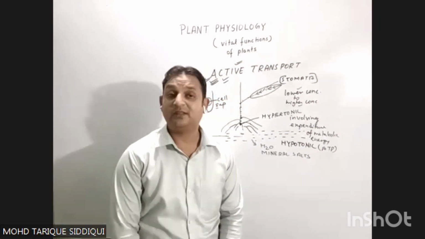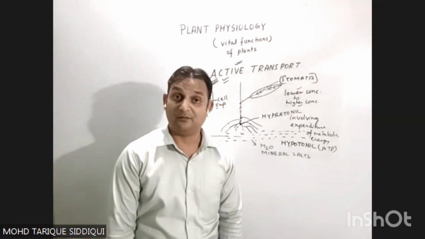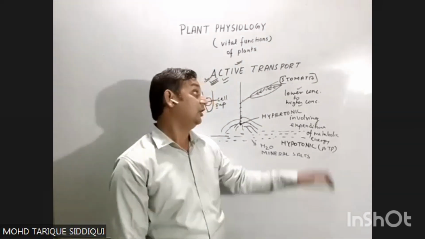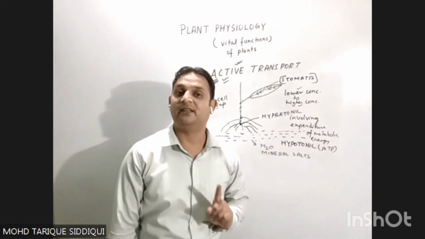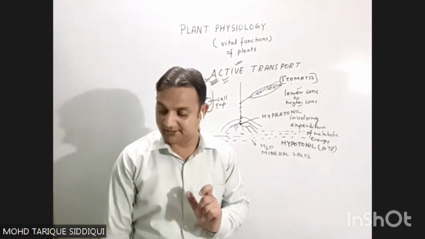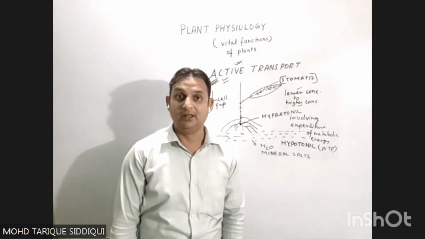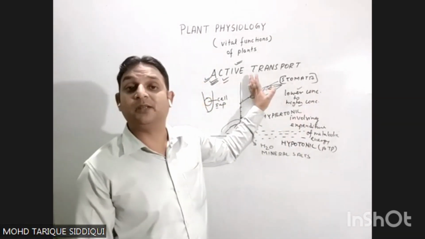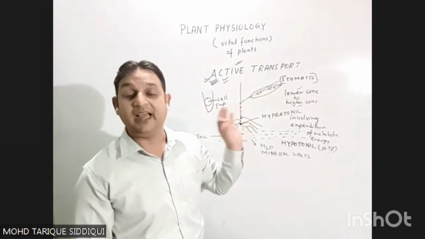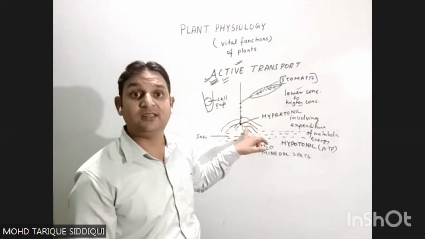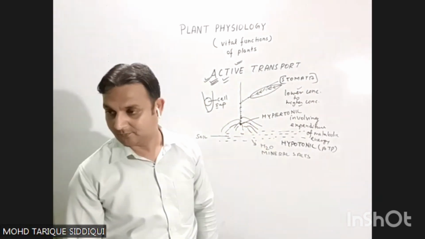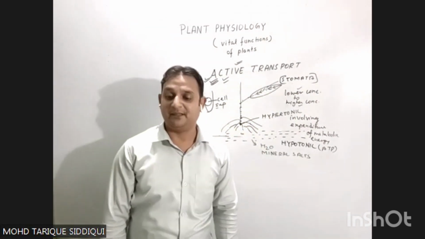All right, it is a process in which molecules or ions of any substance move from the region of lower concentration to the region of higher concentration involving the expenditure of metabolic energy, in bracket ATP. Now they ask you where this active transport takes place. To write another line: active transport takes place in roots, and underline the word roots.